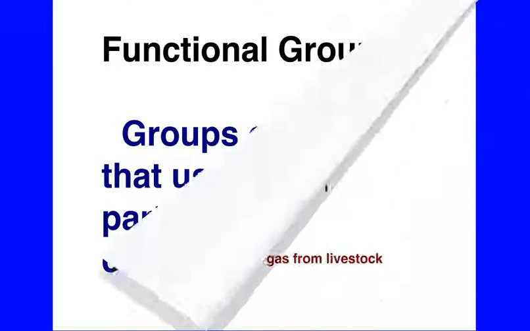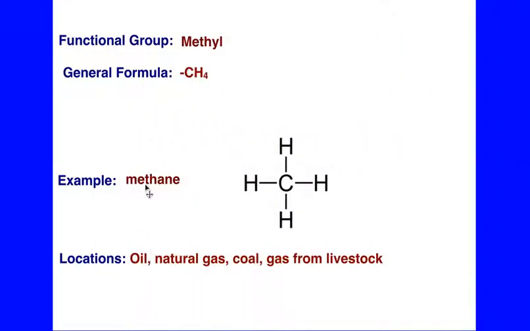The first functional group is called the methyl group. Its general formula is CH4. And one example is methane. And this is what a methyl group looks like. There's one carbon, meth means one, and then the H's are bonded to that carbon. And we find methane in oil, natural gas, coal, even gas from livestock or landfills, that kind of thing.